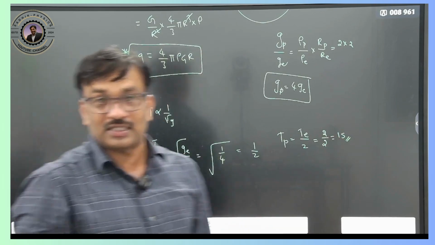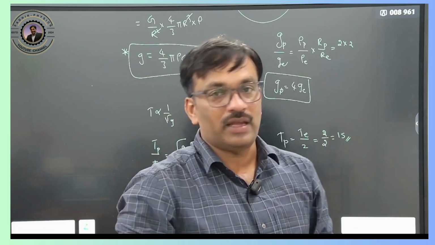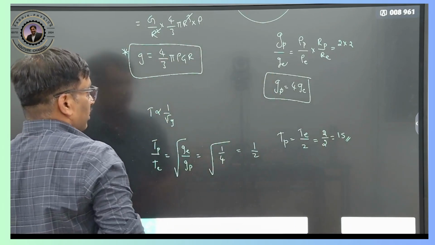So here the g value is increased. That's why the time period has decreased here. Clear?